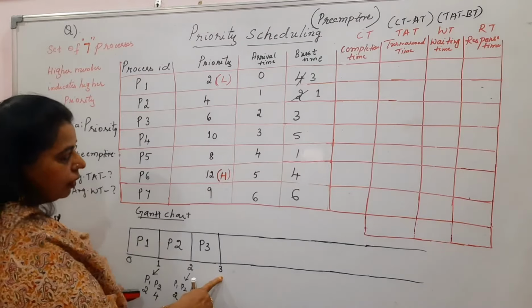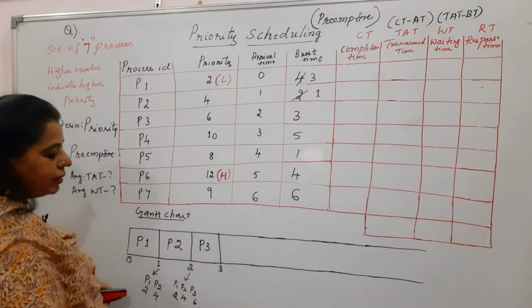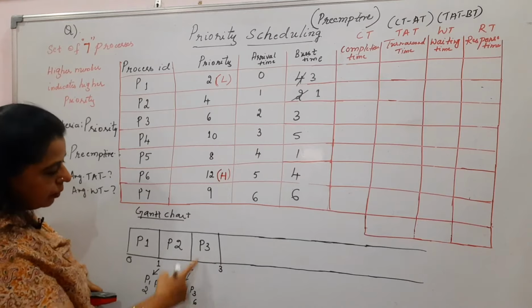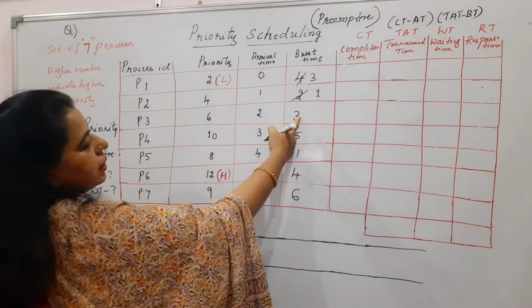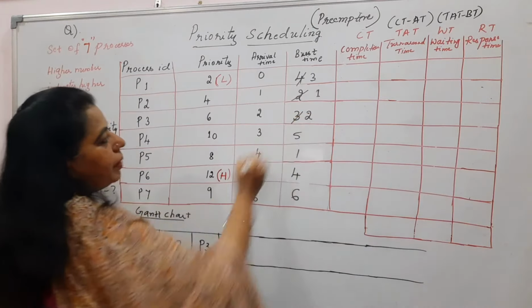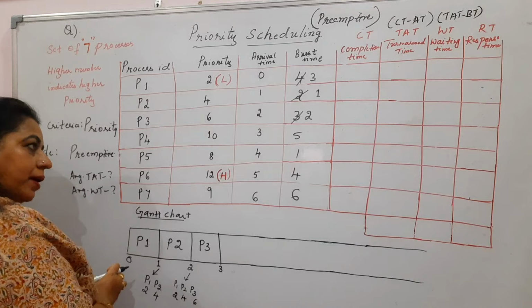Stop at 3. Then check whether any processes have arrived at 3. Yes, P4 has arrived now. Moreover, you have to keep track of P3's remaining burst time also. P3 had a burst time equal to 3. You have scheduled it only for 1 unit of time, so the remaining burst time is now 2 units pending.